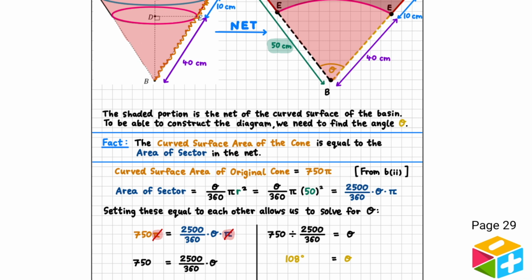Focusing on the theta, it's being multiplied by a constant, 2,500 over 360. To get rid of this multiplication, we should divide both sides by this number. Performing the calculation on the left brings us to our answer here. Theta is 108 degrees.